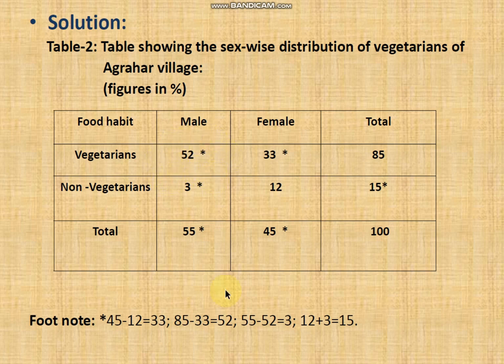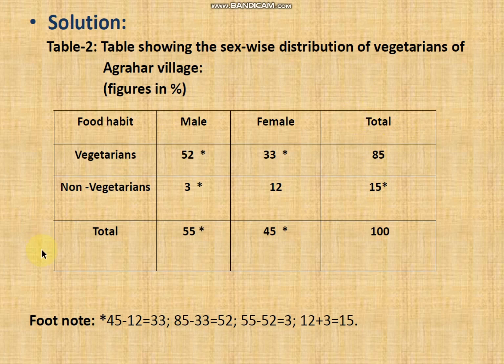Next. Now, the total male population of the village is 55%, out of which 52 are vegetarians. So how many of them will be non-vegetarians? 55 minus 52, that is 3. And lastly, 12% of the females are non-vegetarians and 3% of the males are non-vegetarians. So total non-vegetarians are 15%. And if you add it like this or like this, the total will be 100. So this is how you are constructing a filled table.